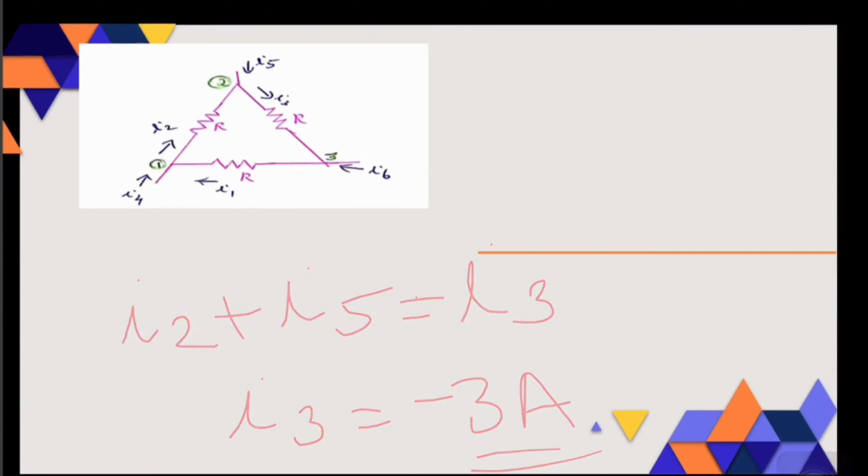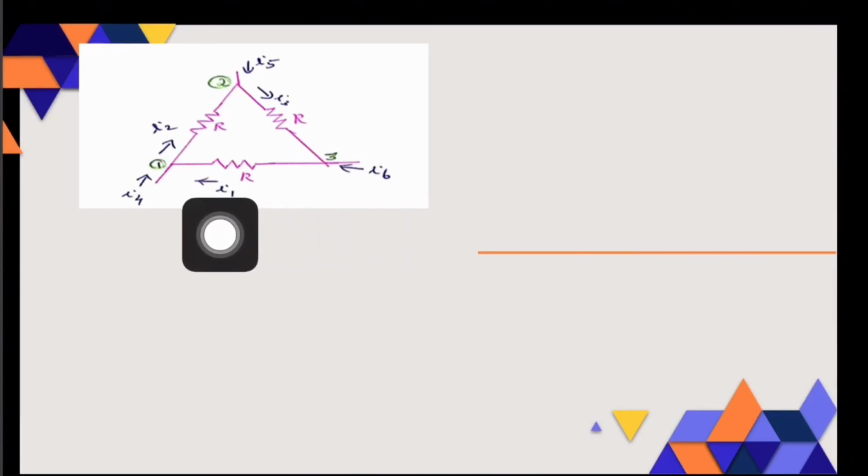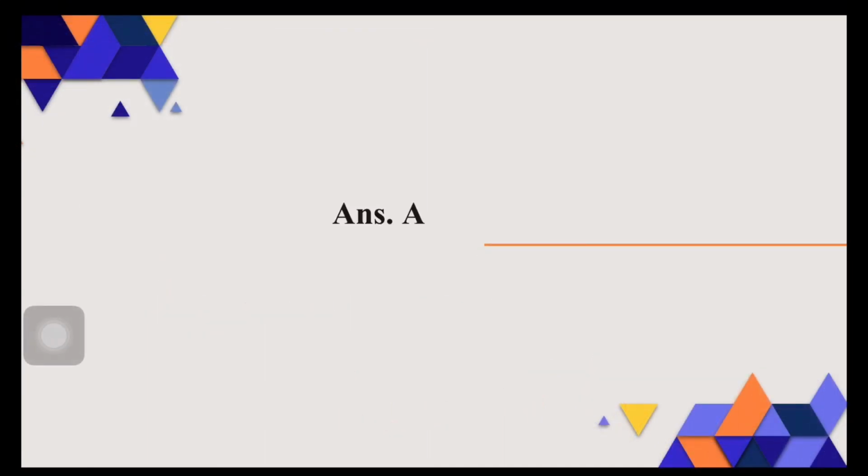Okay. At node 3, we have 2 incoming currents I3, I6 and 1 outgoing current I1. So we can write I3 plus I6 is equal to I1. By substituting the values of I3 and I1, we get I6 is equal to 5 amperes. Thus, our answer is option A, that is I6 is equal to 5 amperes.